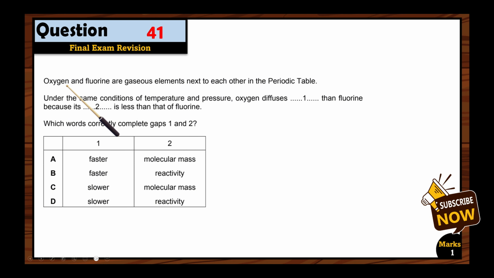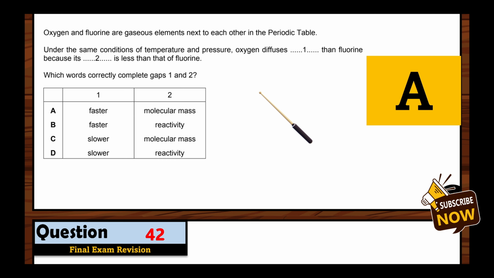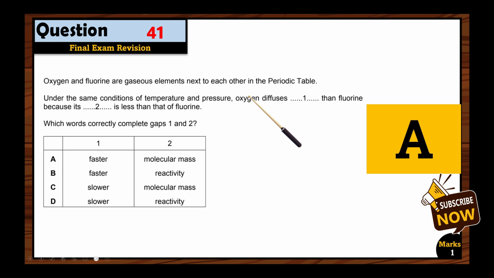Let's see another question. Oxygen and fluorine are gaseous elements next to each other in the periodic table. Under the same conditions of temperature and pressure, oxygen diffuses dash than fluorine because its dash is less than that of fluorine. Now, if you open the periodic table, you will see oxygen comes earlier than fluorine. So it means the mass of oxygen is less as compared to that of fluorine, right? So if the mass is less, then it will diffuse faster, right? So oxygen diffuses faster. So option A or B can be right.